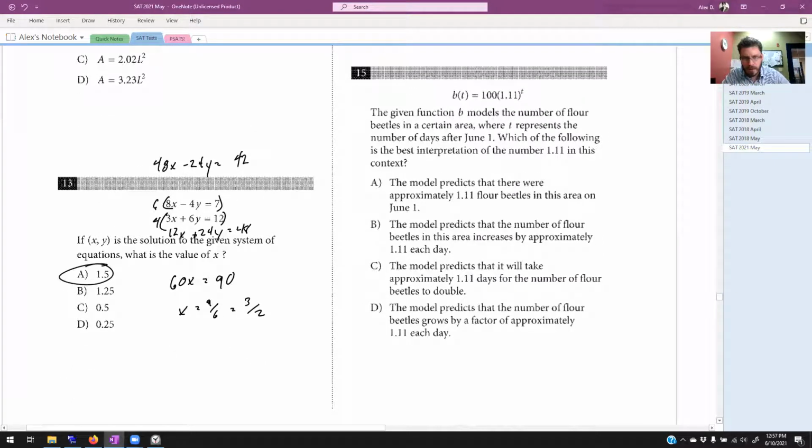What's the meaning of 1.11? That's the rate of growth. No, that's not A. That is the increases by 1.1. That's constant rate. We want a rate of growth. No. Grows by a factor of 1.11.